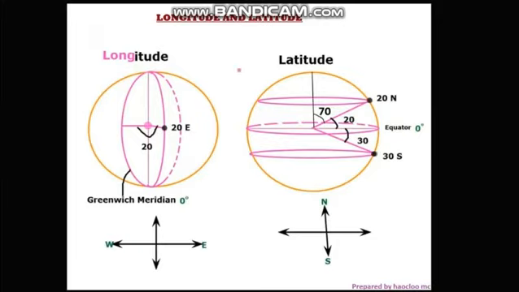For longitude, both of these are considered the angle. So how do you know the angle of longitude? First of all, you need to know the origin of the longitude. Where's the origin of the longitude? It's the Greenwich meridian. So whenever you count the angle for longitude, you count from this Greenwich meridian. So this line is the Greenwich meridian.